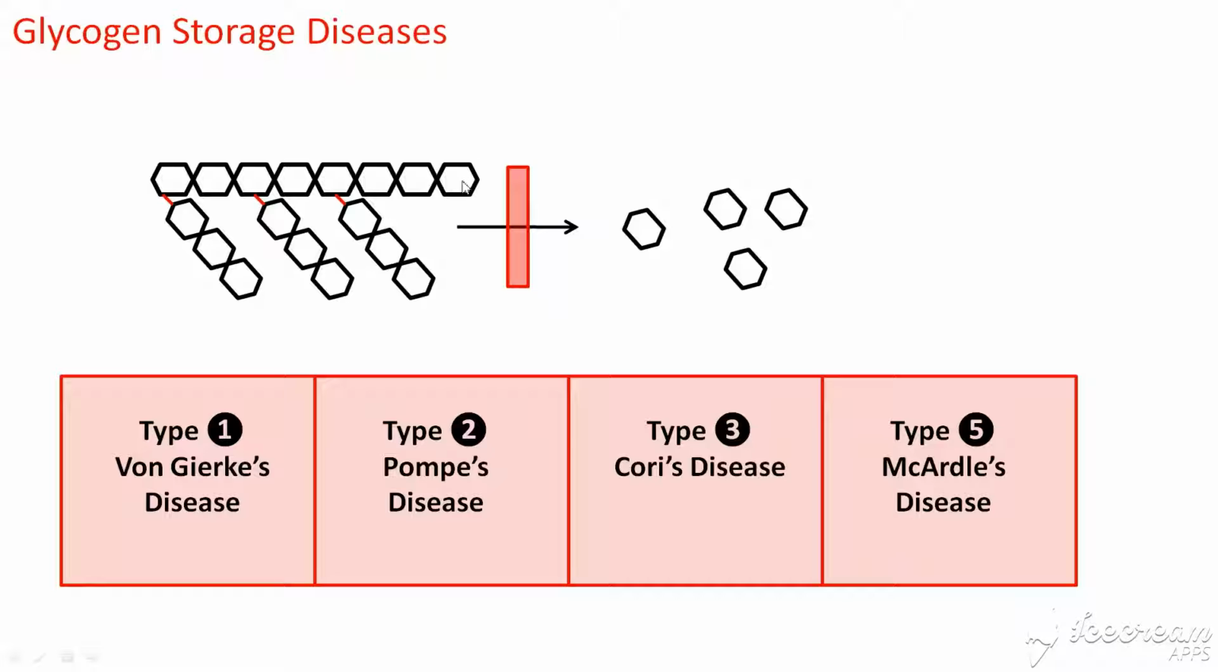So we have four main glycogen storage diseases that we're going to talk about. We have type 1 that's called von Gierke's disease, type 2 that's called Pompe's disease, type 3 is called Cori's disease, and type 5 is called McArdle's disease.